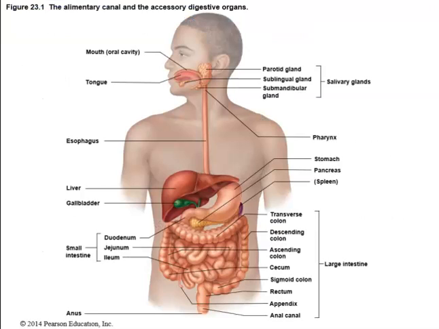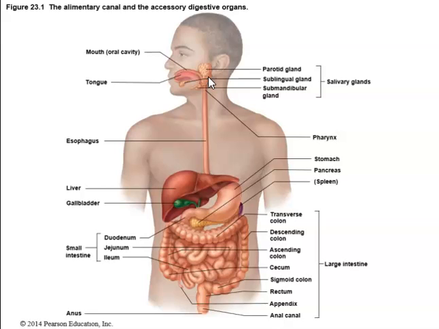This is a nice picture of the different structures that make up the digestive system. So you have the alimentary canal or the gastrointestinal system that goes from your mouth all the way down to the anus, just one long tube. And then you have the different organs that secrete into the alimentary canal that, again, help break down food.